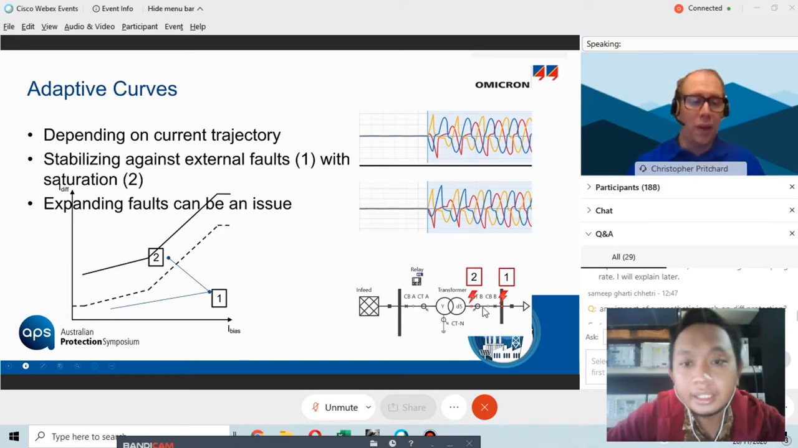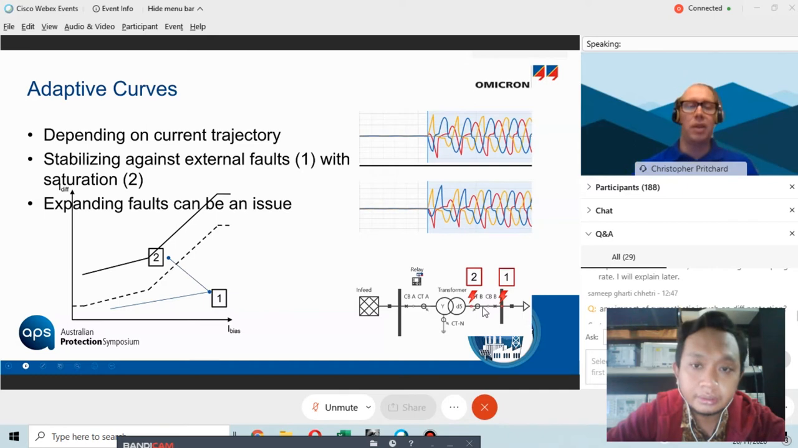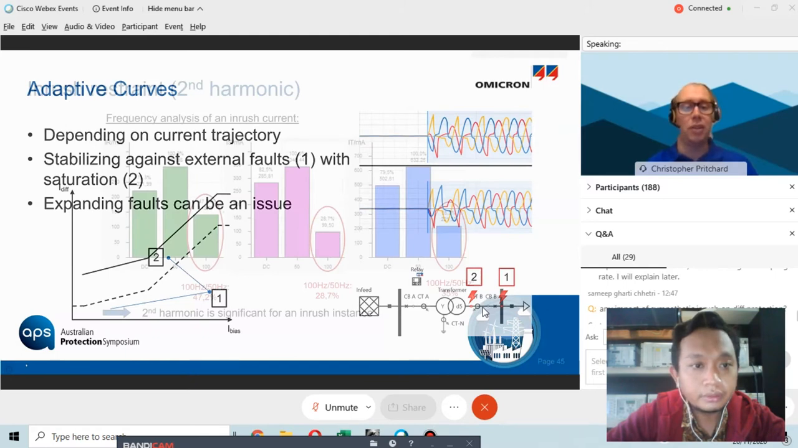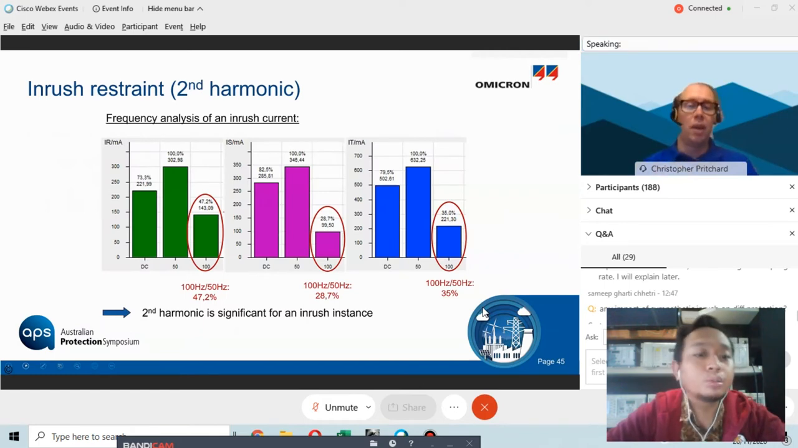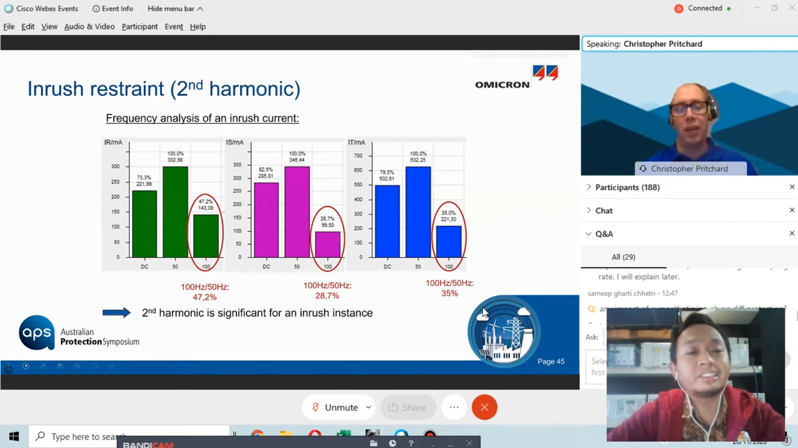We often encounter, we heard about this also in the first presentation of this time slot, the inrush blocking or inrush restraining functions, and as it's been mentioned, the current shape of an inrush current is unipolar.